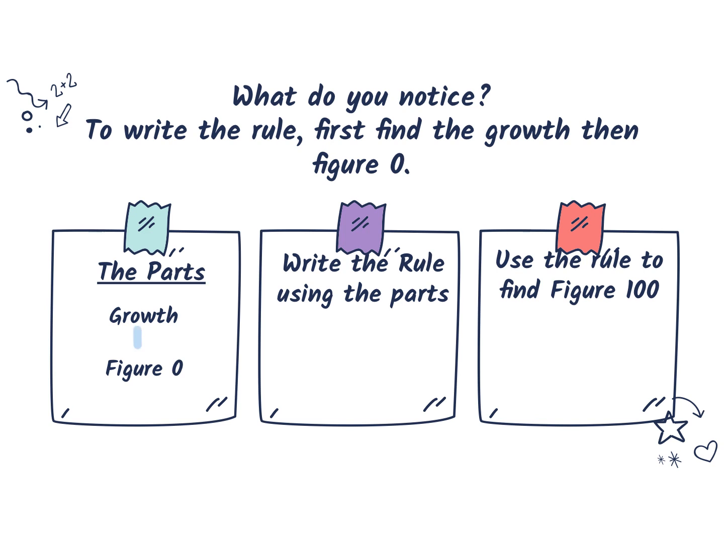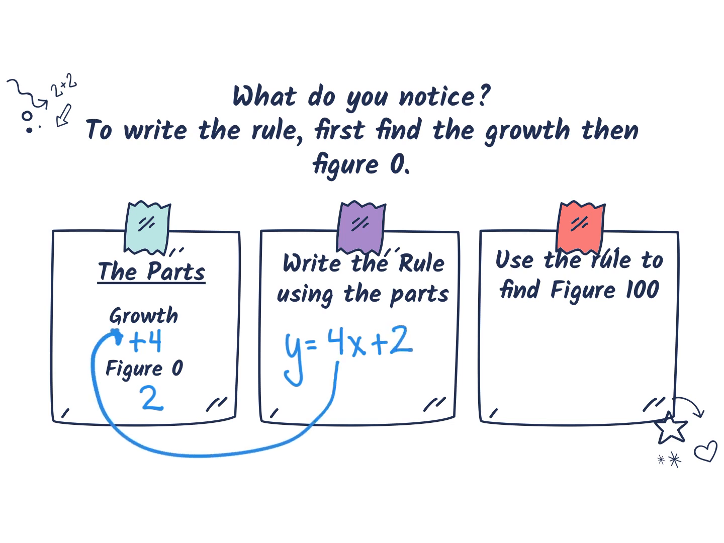Let's use this one instead. Was +4. And the number of tiles in figure 0 was 2. So we're going to write the rule using the parts. All rules from now on will be in y is equal to, and we want our growth 4 to be in front of our x variable. And then the figure 0 is +2. So this is found right there, and this is found right there.